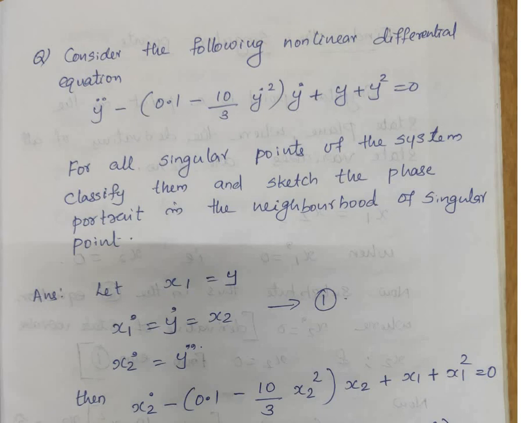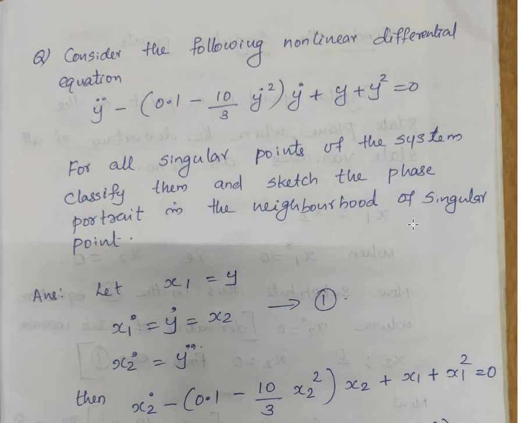So the problem is, consider the following nonlinear differential equation: y double dot minus (0.1 minus 10 by 3 y dot square) into y dot plus y square is equal to 0. For all singular points of the system, classify them and sketch the phase portrait in the neighborhood of the singular point.